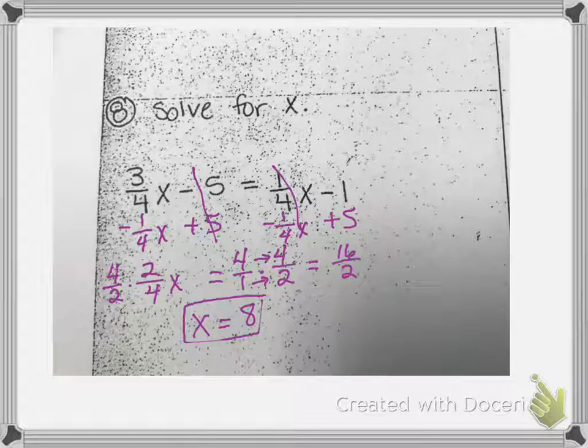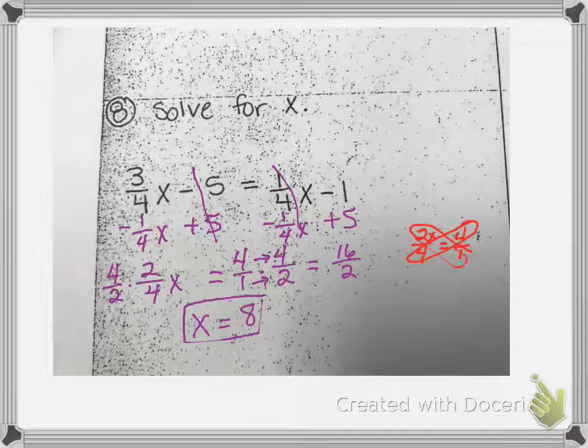If you like that cross multiplying better, we would say 2/4, 2x over 4 is 4 over 1.